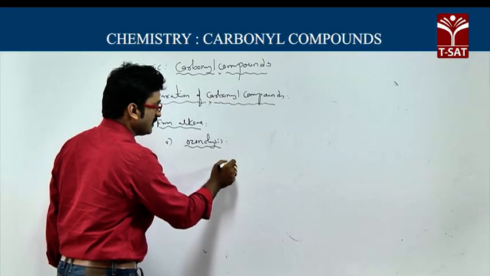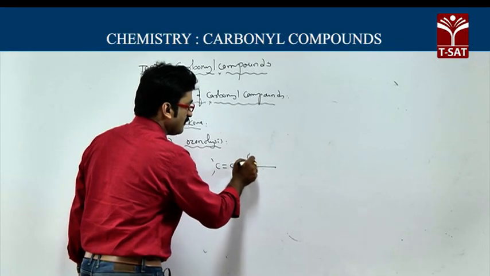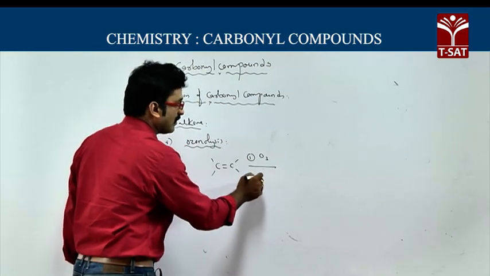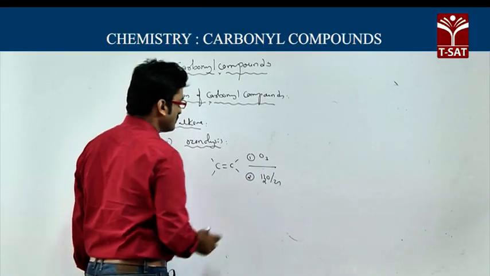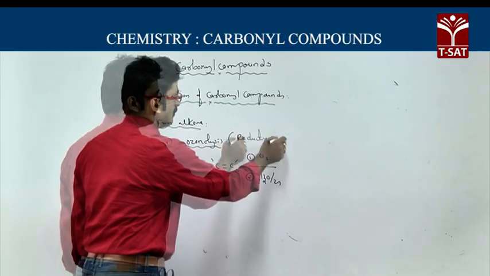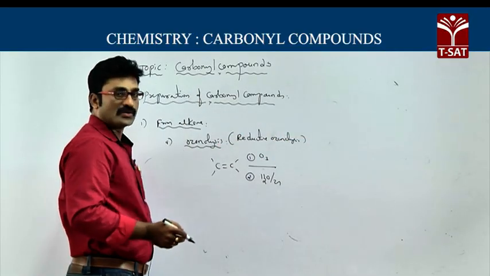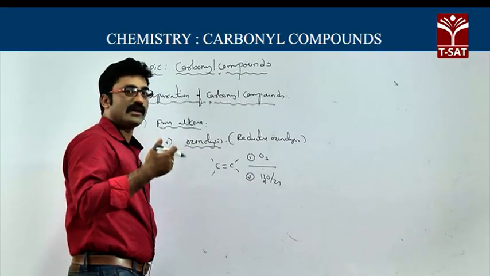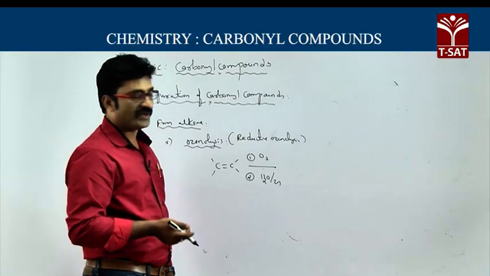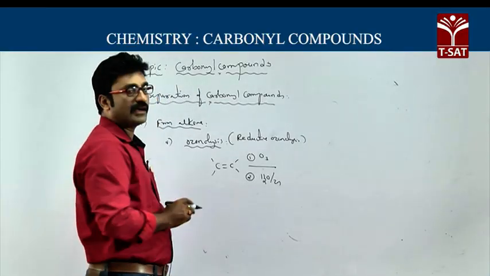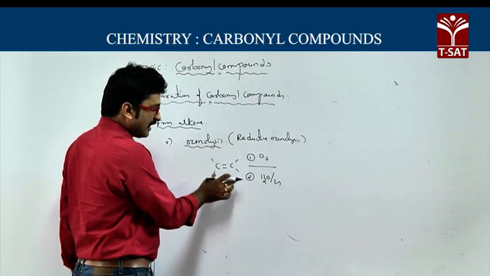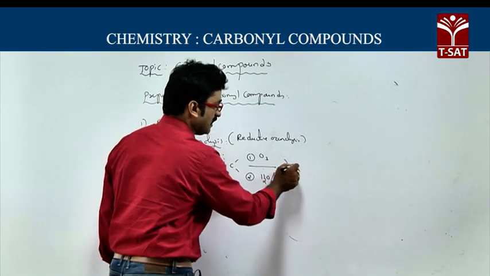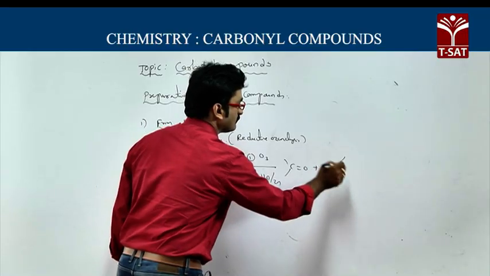In this C double bond C, in the first step it reacts with ozone and forms ozonide, that you know very well, and in the second step it undergoes hydrolysis in the presence of zinc. So this is also called reductive ozonolysis. That ozonide on hydrolysis in the presence of zinc produces carbonyl compounds. It is very easy to write carbonyl compounds from alkenes. Whenever an alkene is taken like this, you break the double bond and add O, C double bond O, like this, C double bond O. Very simple.